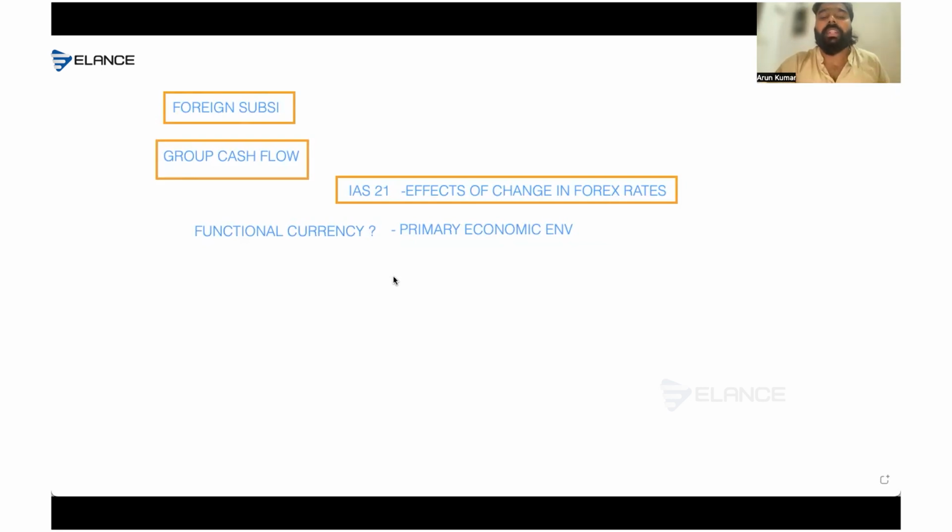The functional currency can be identified through certain factors. These factors are divided into two types: primary factors and secondary factors. We have two sets of factors in IAS 21 that will help us identify the functional currency. The first one is the primary factor. What does primary factor mean? The currency that mainly influences the sale price of our product or service. So just note it down.